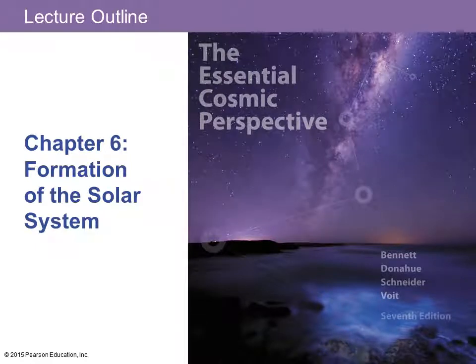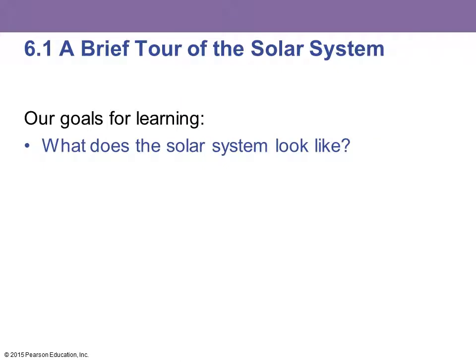This is Chapter 6, Formation of the Solar System. Our goals for learning will be: what does the solar system look like? In Section 2, the nebular theory of solar system formation. In Section 3, explaining the major features of the solar system. And in Section 4, finding the age of the solar system.